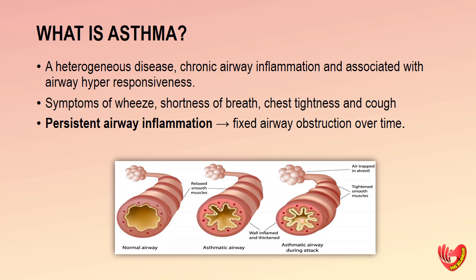What is asthma? Asthma is a heterogeneous disease characterized by chronic airway inflammation. It has a history of respiratory symptoms such as wheeze, shortness of breath, chest tightness, and cough that vary over time and in intensity, together with variable expiratory airflow limitation. Due to persistent airway inflammation, later it becomes fixed airway obstruction.